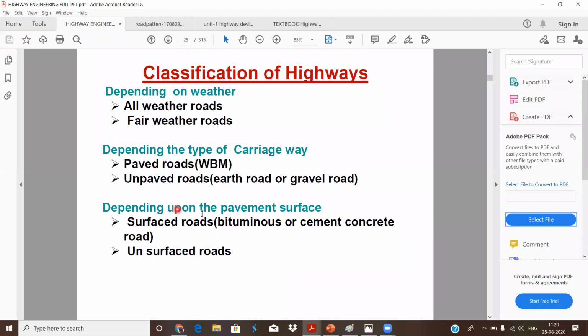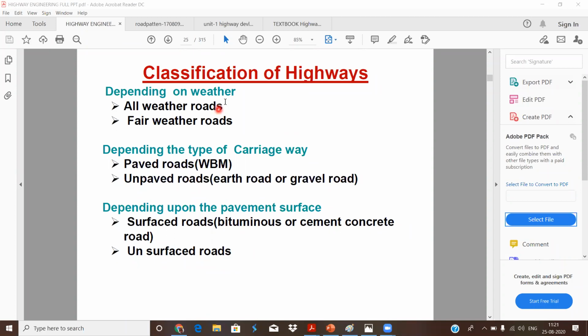Okay, next one, depending on pavement surface condition. Again, these are classified into surfaced roads and unsurfaced roads. For a surfaced road, the pavement should at least have a bituminous surface or a cement concrete surface. Whenever the pavement has a bituminous or cement concrete surface, that type of road is known as a surfaced road. Other than this, all roads are considered unsurfaced roads.